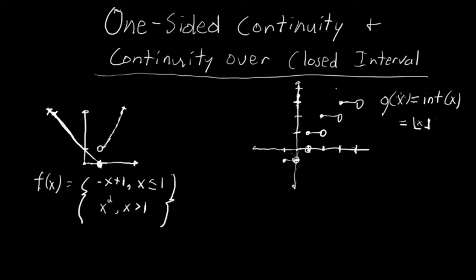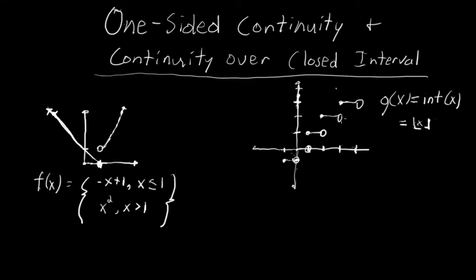And g of x here seems to have discontinuities at every integer value of x. G of x is the greatest integer function, or the floor function. So it's the function where you take an x, and g of x is going to be the largest integer that's equal to or smaller than that value of x. So let's say x were 3.5, for example, then g of x would be 3. And this function has points of discontinuity at every integer value of x.